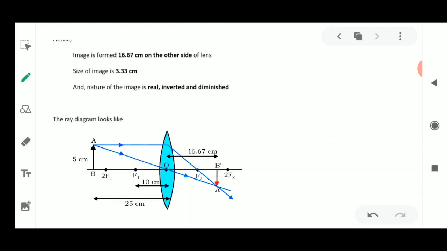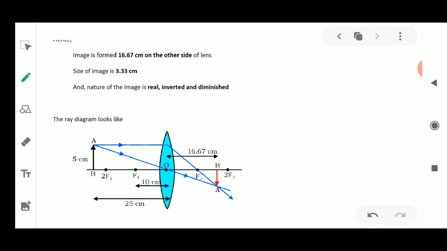Okay, so this was about today's video, in which we saw the magnification of the lens, and we have also seen the lens formula, which is the same as the mirror formula, and it is the relationship between the image distance, object distance and the focal length. So 1 by v minus 1 by u is equal to 1 by f.